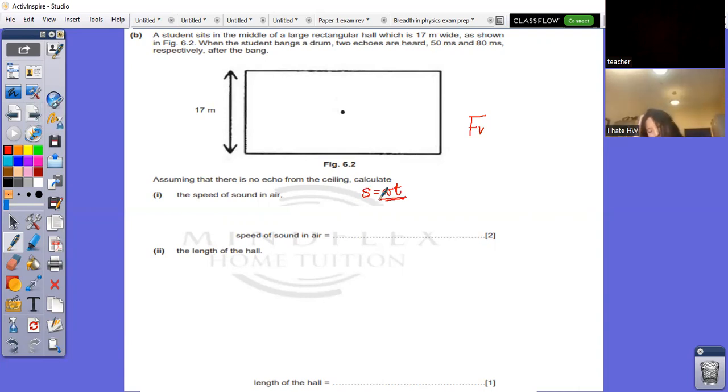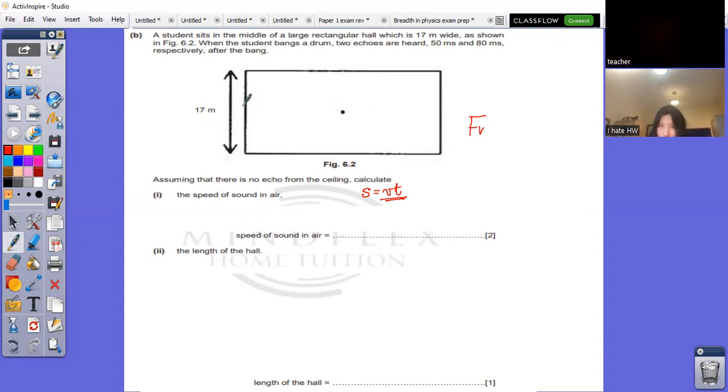So is it 17? Yes. So do we halve the time and add them together? You have to halve the time. You're absolutely spot on. Do we add them together? No, you wouldn't. So let's just visualize the problem a little bit.